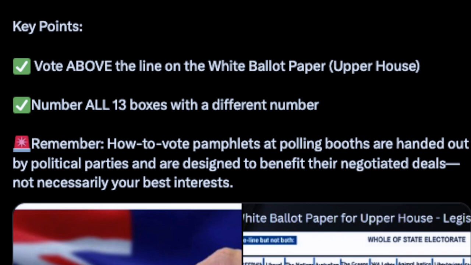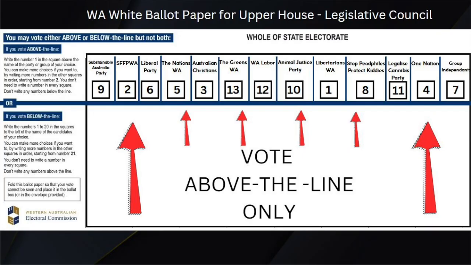Remember, how to vote pamphlets at polling booths are handed out by political parties and are designed to benefit their negotiated deals, not necessarily your best interests. Now, there's a video here at this X account. This is the same information from the WA Electoral Commission, but it's been changed with the vote above the line recommendations. And so this is how they are suggesting to vote, that this will get the most amount of minor parties in the upper house, and that's what we need.